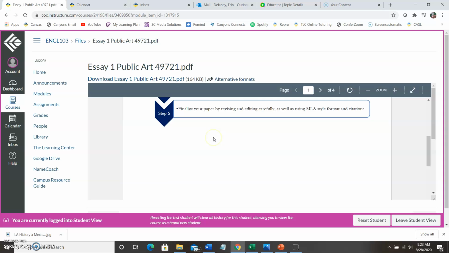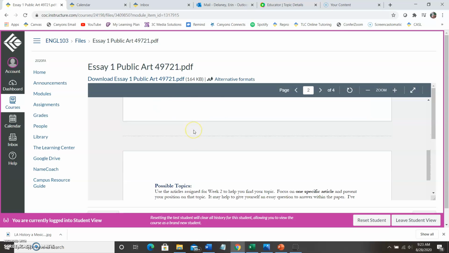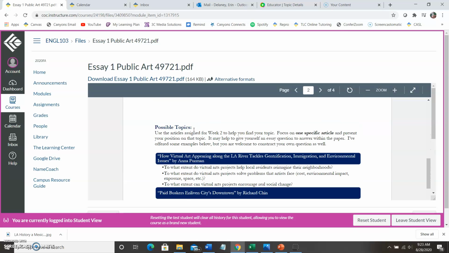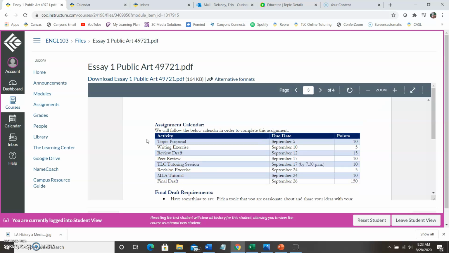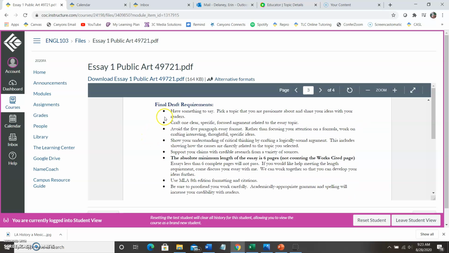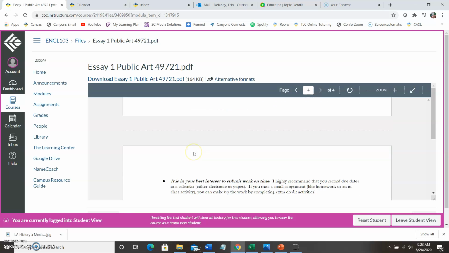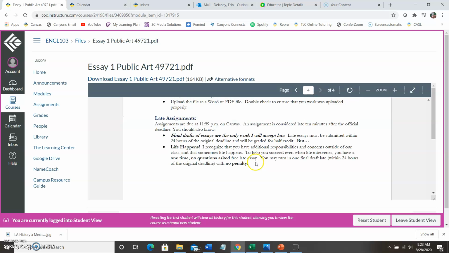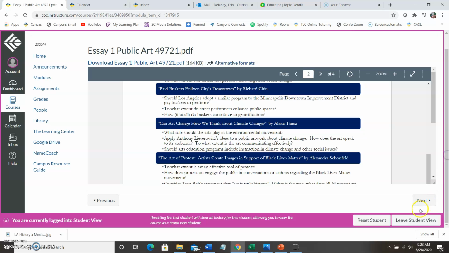However, you should read through all of these steps really carefully because they walk you through exactly what I'm looking for in the assignment. So do make sure to read the step-by-step list. Then page 2 are just possible essay topics based on the different articles that you'll be reading. After that, we have the assignment calendar so you know what parts of the assignment are due at what time, the requirements for the final draft, and then some submission information and reminders from the syllabus about late work. So please make sure you read through the whole thing very carefully, and as always, let me know if you have any questions about it.